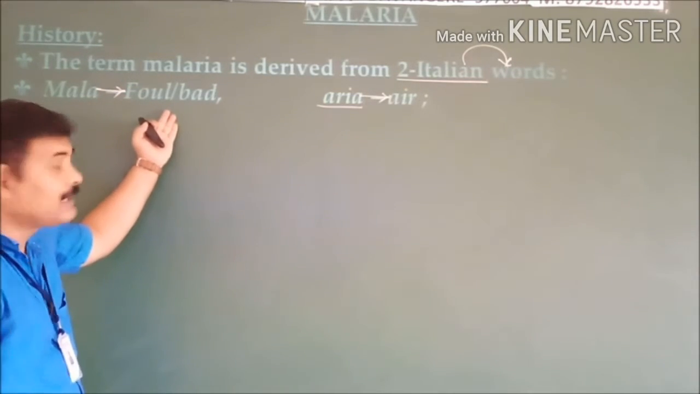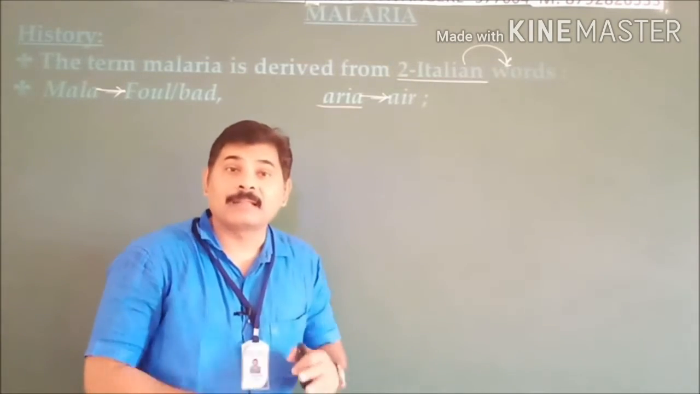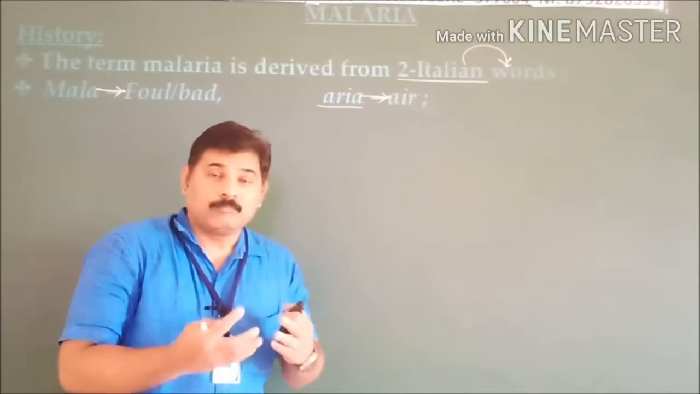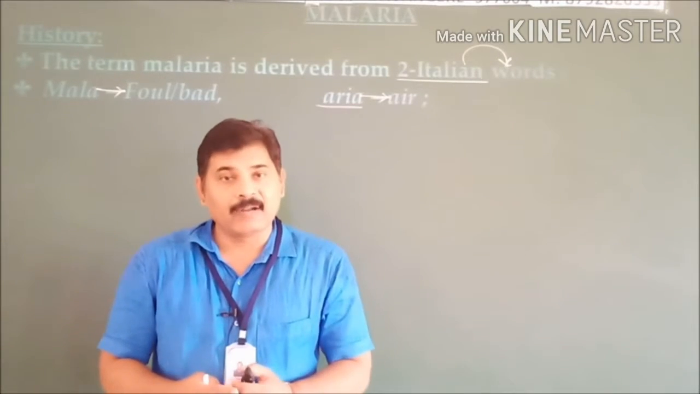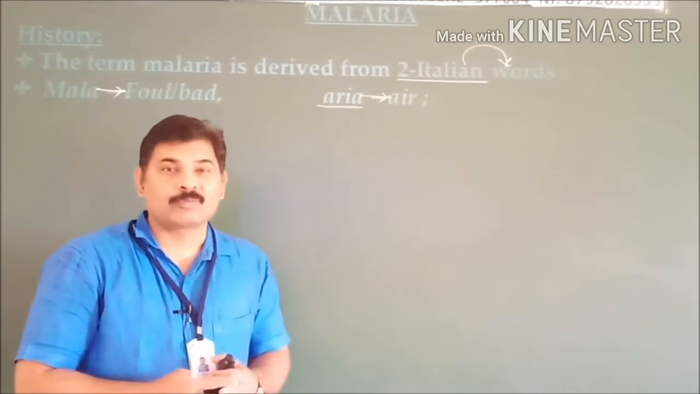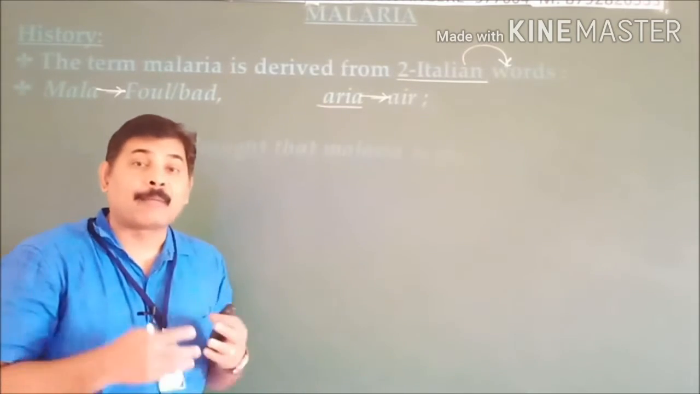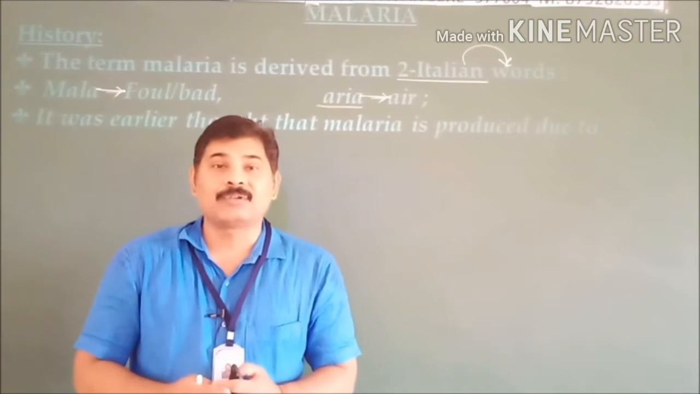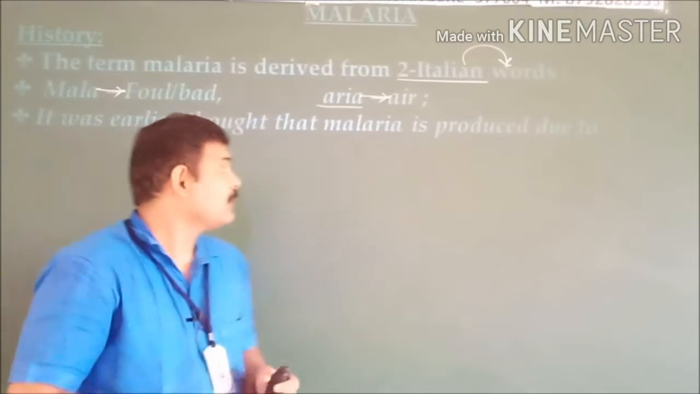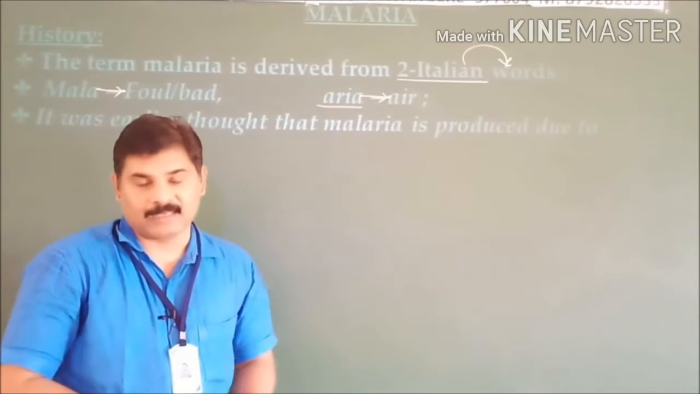So it is a combination of these two words: mala, which gives the meaning foul or bad, and aria, which means air. So why was it given that name? In the earlier days, people believed that malaria is caused by a foul or bad air produced from marshy land areas. That is the reason why the term malaria was given to this disease. So this is the technical word and the story behind it.